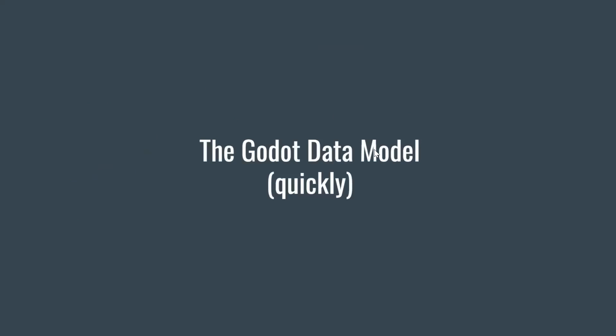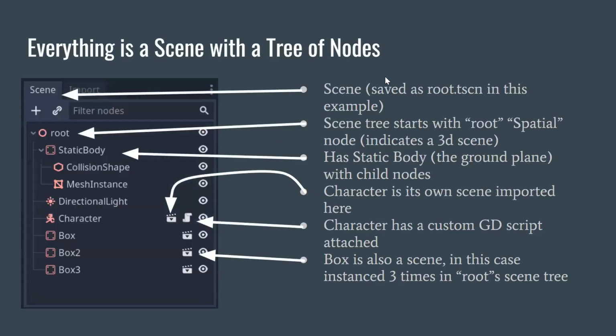And so I'll quickly talk about the Godot data model because I feel like it's intimately tied to it. The first thing is everything is a scene within a tree of nodes. So here's an example. I'm in my scene. I've got my root node at the top, and maybe we have a static body, which would be the floor, and it's got a collision shape and a mesh to show it. That's the thing you bounce off of. Then you have a directional light, the sun. You might have a character, and then a couple of boxes, which are static bodies you bump into.